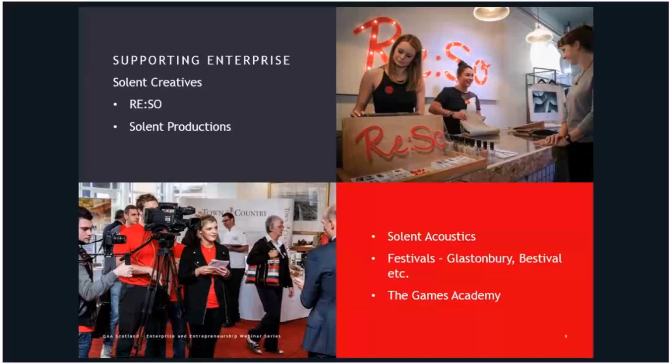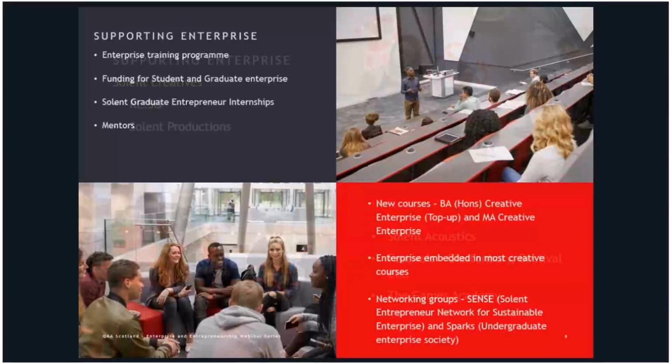And we have a games academy. I can't read details of all of them, but it's just to give you an example of some of the initiatives that we have, where we try really, really hard, whilst they're with us, to give students that enterprise experience.